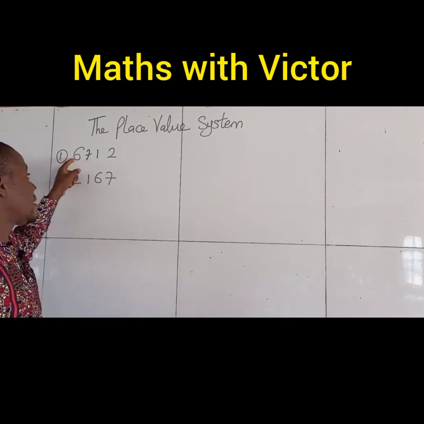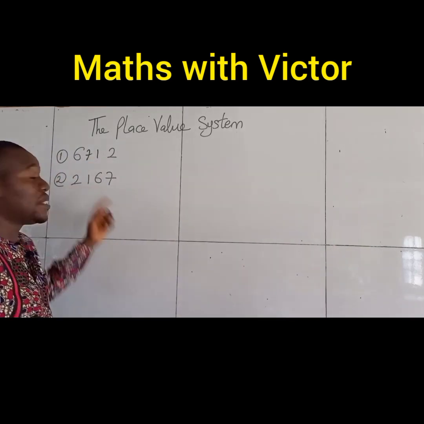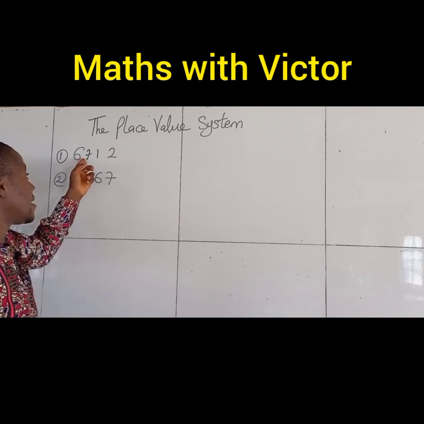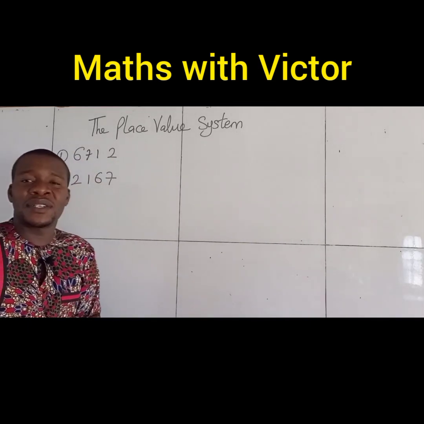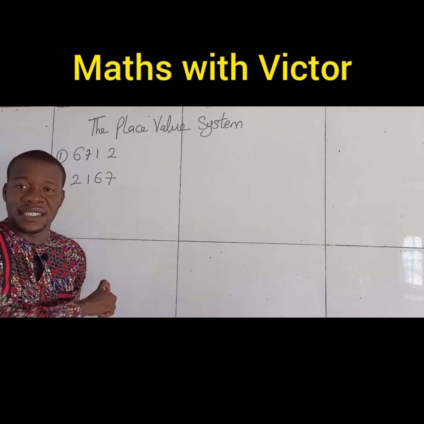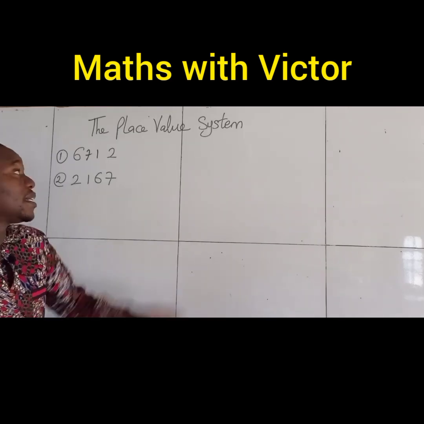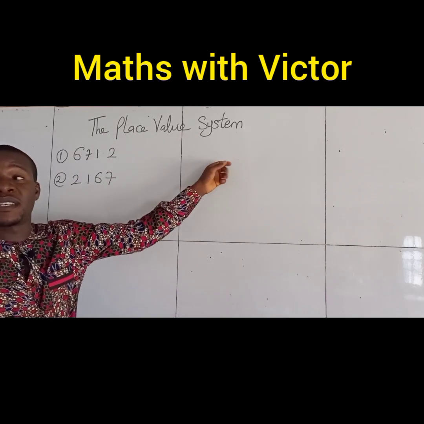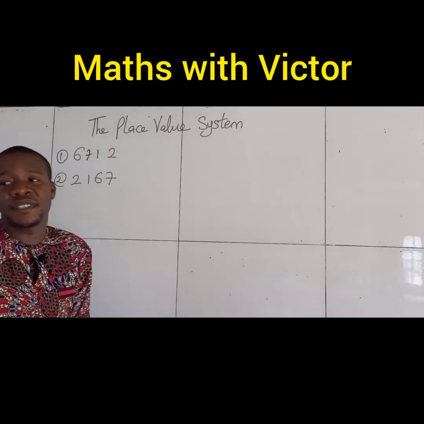Therefore, the 6 and the 6 here are not the same thing. The 1 and the 1 here are not the same. The 7 and the 7 here are not the same. The 2 and the 2 here are not the same. What determines the value of these digits is where the digits are found, and that is what is called the place value system. The place of a digit determines the value of the digit.